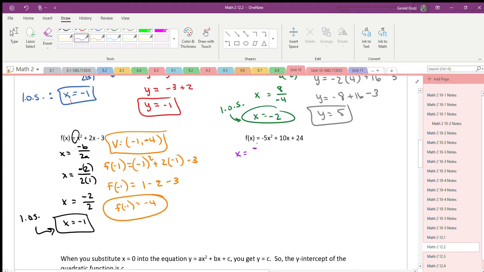So again, x equals negative b divided by 2a. This will give me the line of symmetry equation. So x is equal to negative, b is 10. So negative 10 divided by 2 times a is negative 5. So negative 10 divided by negative 10. So x is equal to positive 1. So here's our line of symmetry equation.